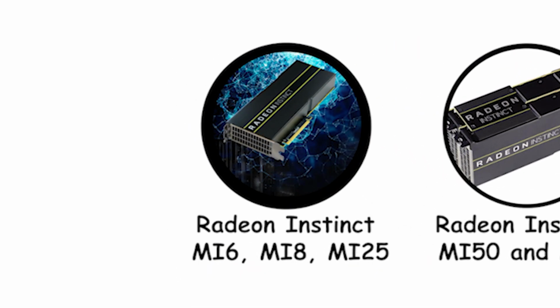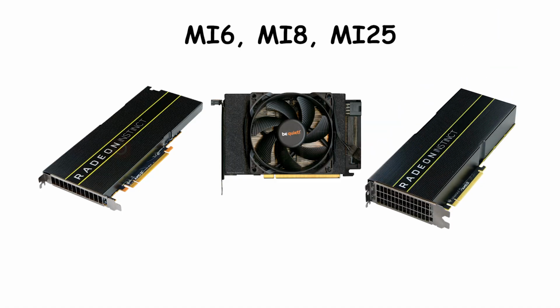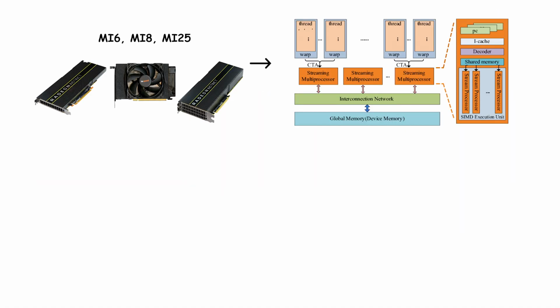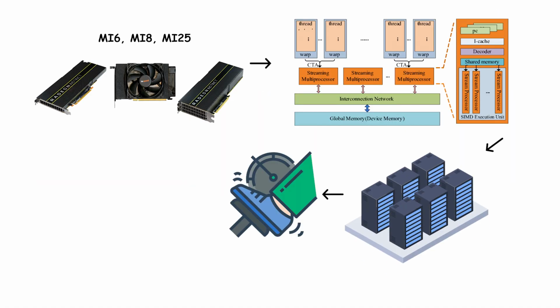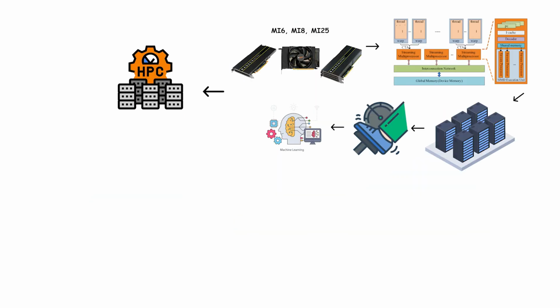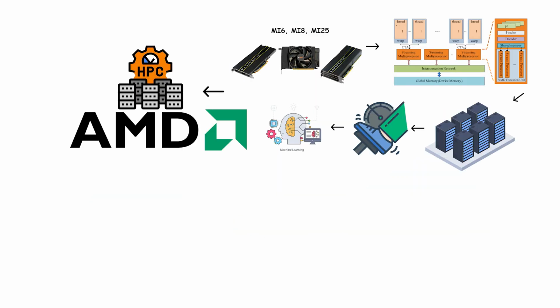Radeon Instinct, MI6, MI8, MI25. Start with what these were trying to do: bring general-purpose graphics silicon into the data center as accelerators for machine learning and high-performance compute, before AMD split graphics and compute into separate product lines.